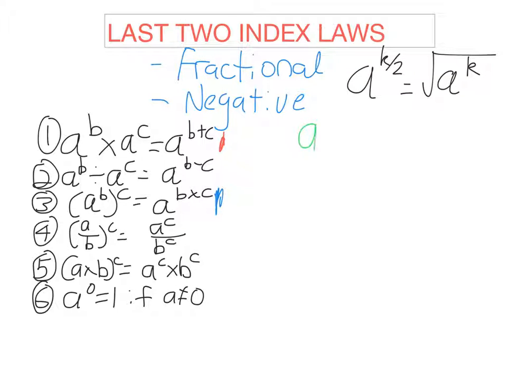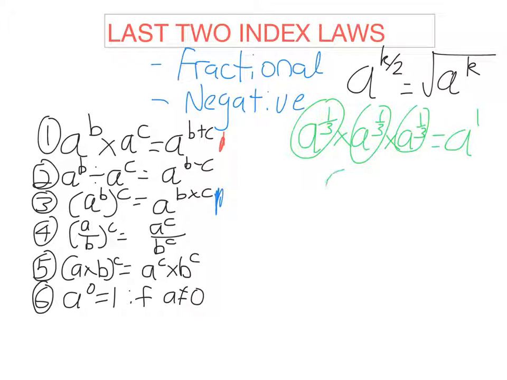So using the first index law, I know that a to the power of a third times a to the power of a third times a to the power of a third equals, so I keep the same base, and a third plus a third plus a third equals 1. So by the same logic that I used before, because I'm multiplying a number by itself 3 times to get a, the only way that works is if a to the power of a third is the cubed root of a. So a to the power of a quarter would be the 4th root of a.